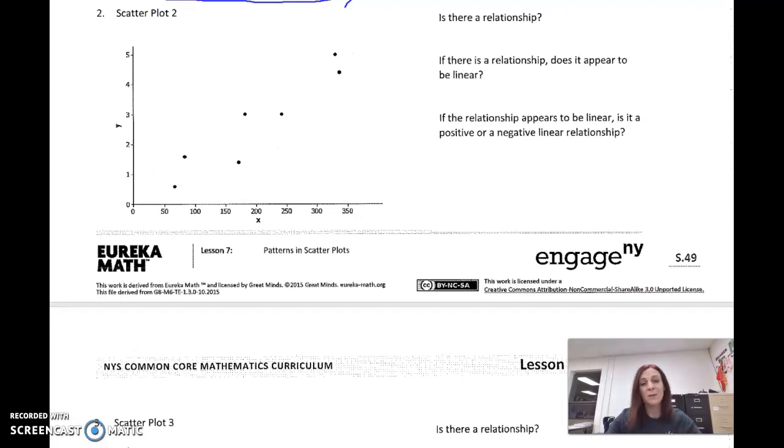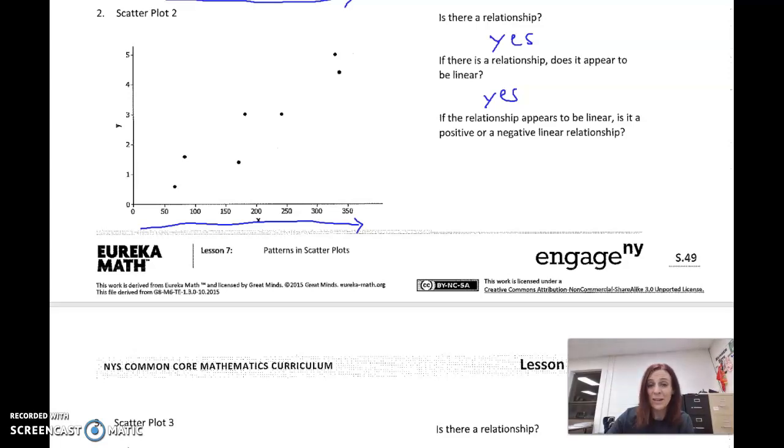So is there a relationship here? Again, big picture: as our x values are increasing, does it seem like there's a trend? I think so. It kind of seems like they're all going up, maybe not at the same rate, but it does seem like they're increasing. So is it linear? Yeah, I think it is. Drawing a line right here.